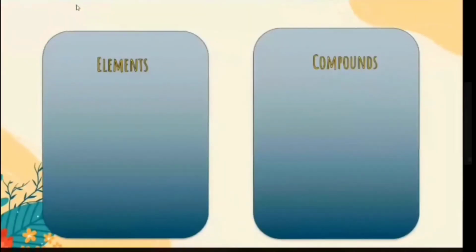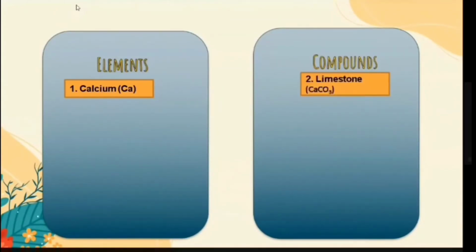Check your answer. Number 1. Calcium is an element. Calcium has a chemical symbol of capital C and small a. Number 2. Limestone is a compound because it is composed of 3 types of atoms, which are calcium, carbon, and oxygen. Pots are also compound.